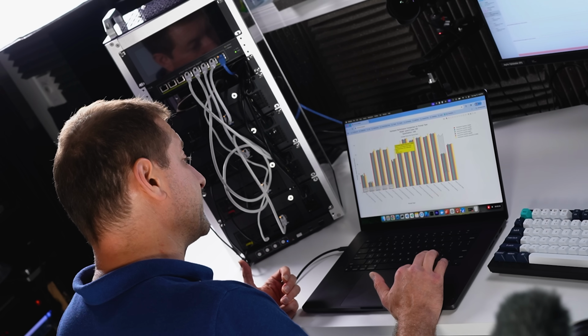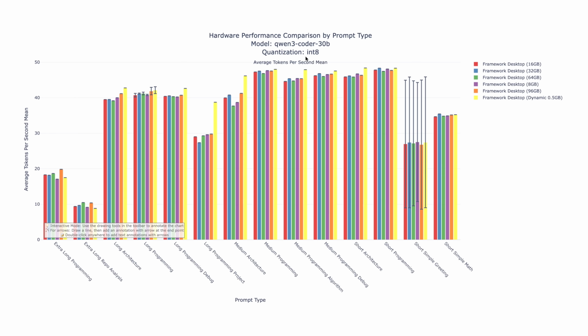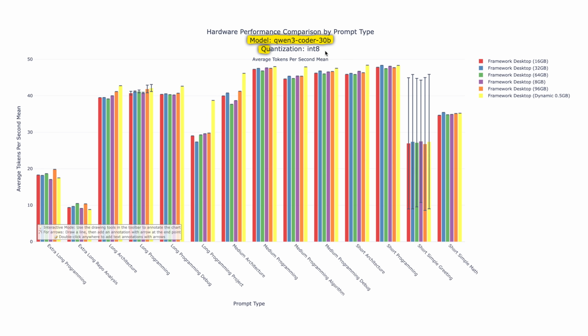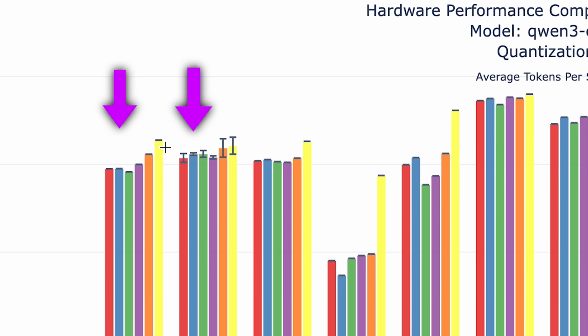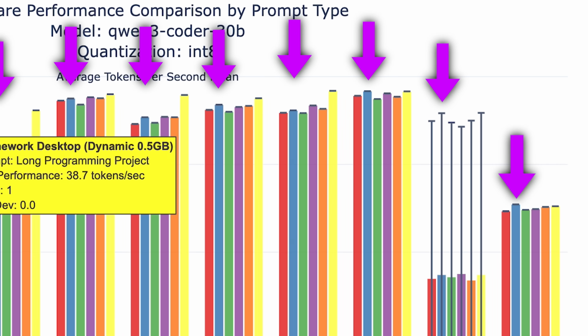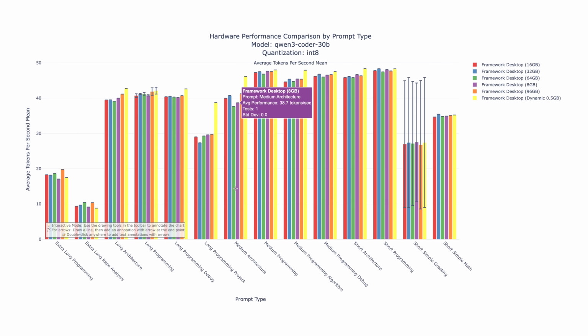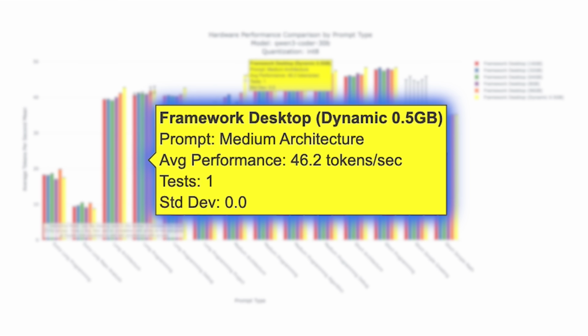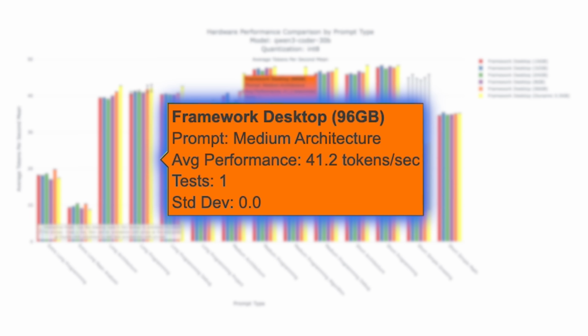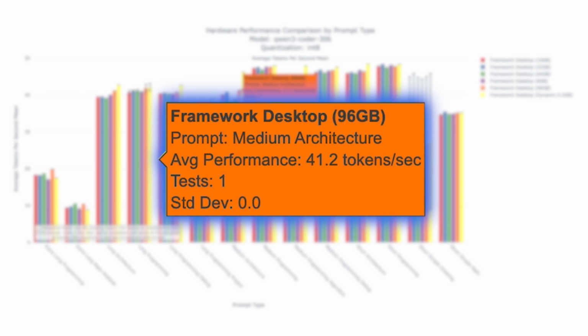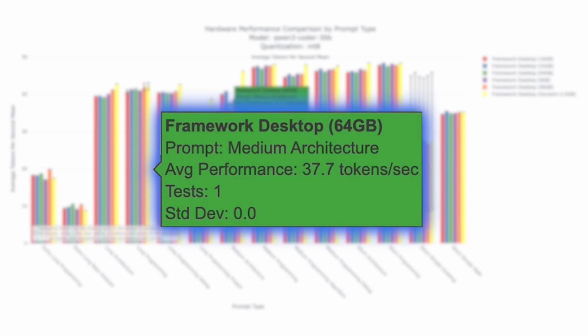You can tell the difference here in the kind of prompt you issue and the size of the prompt too. This also matters what kind of model you're running, so there's a lot of variation. So for this particular model, Qwen 3 Coder 30B with Q8 quantization, the dynamic setting in the BIOS actually is faster for a lot of these. For example, this medium architecture prompt, we got 42 tokens per second for the dynamic setting, and the next lowest down was 41 for the 96 fixed setting. The worst one was 64 gigabytes.